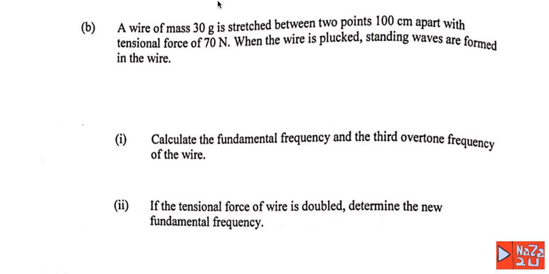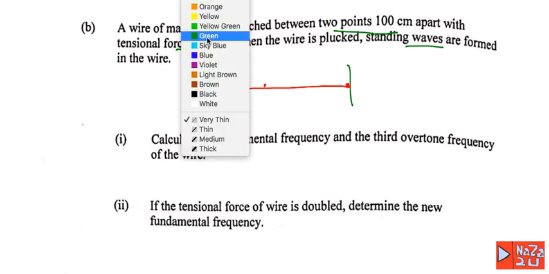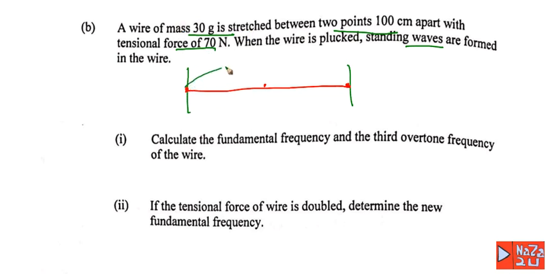Continue to number B. A wire of mass 30 grams is stretched between two points 100 cm apart with a tension of 70 Newton. When the wire is plucked, standing waves are formed. Let's say we have two points and the wire is fixed at both ends. Now we have the standing wave here, this is the fundamental. Calculate the fundamental frequency.